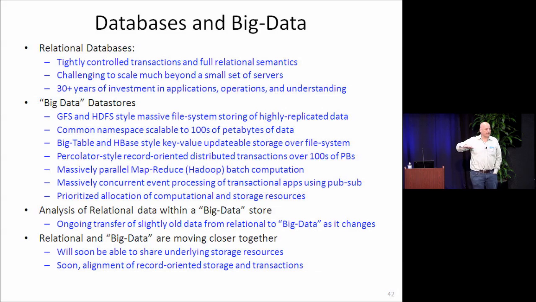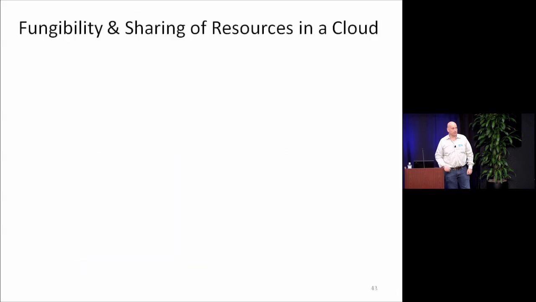Percolator-style record-oriented transactions are also part of what's coming in here. Massively parallel MapReduce, Hadoop, batch computation, concurrent event processing, and I need to prioritize my allocation. All of these are in the big data stores. So I want to take the relational data and to be able to analyze it. And my argument is that these pieces are coming together and we need to bring them together while respecting the install base of the applications, because otherwise you're doomed, right? You can't discard the applications and how difficult it is to move them.